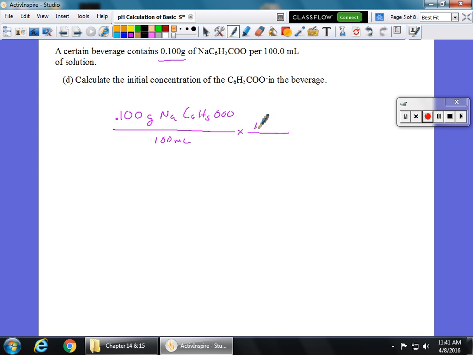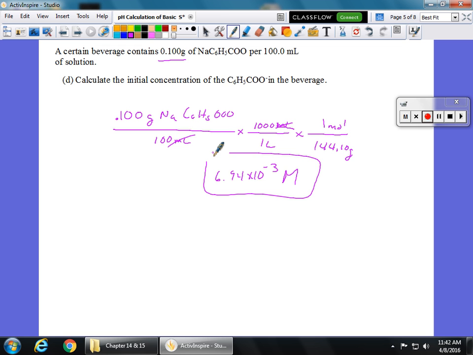We need to convert our milliliters, right? 1,000 milliliters is 1 liter. So we got our milliliters into liters, and we're going to take our grams into moles. All we need is the molar mass, and we were told that, which is 144.10 grams for every 1 mole. That's going to give you 6.94 times 10 to the negative 3rd molar for a concentration. And I would say it's probably a 2-point problem, one for the correct setup in the problem, and one for our correct answer. Okay, I'll be back to finish up the remaining parts of this with pH.